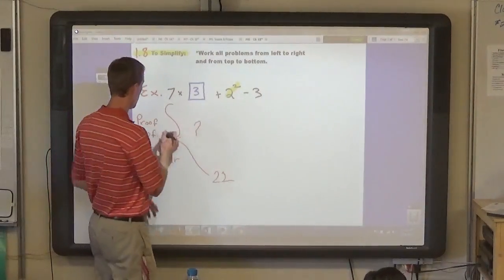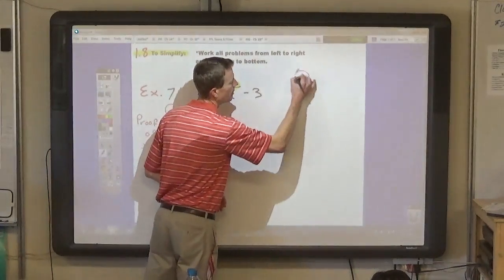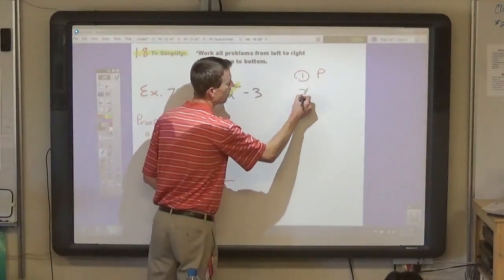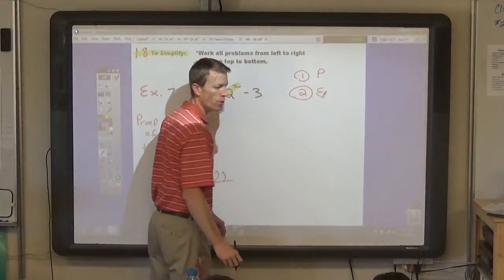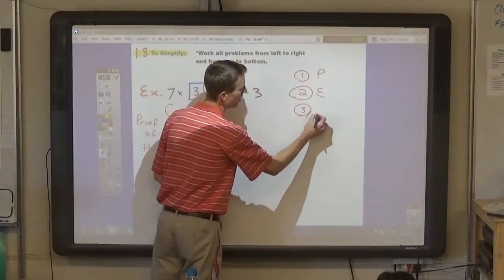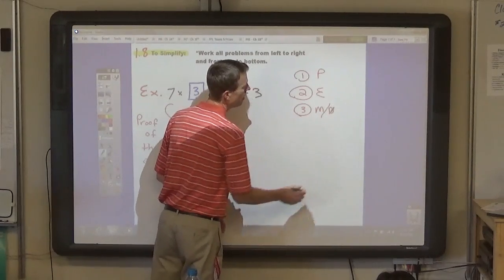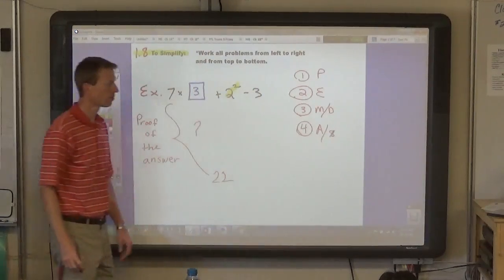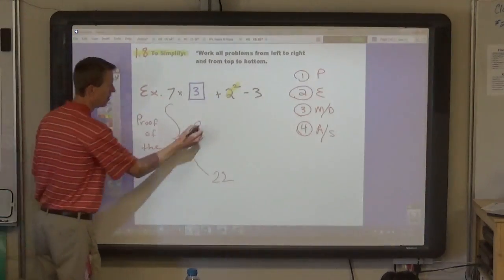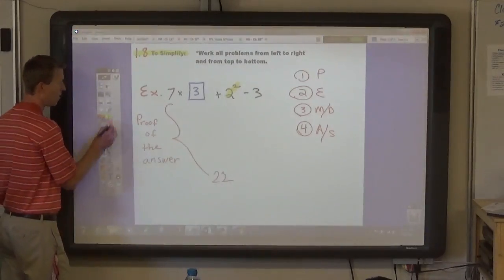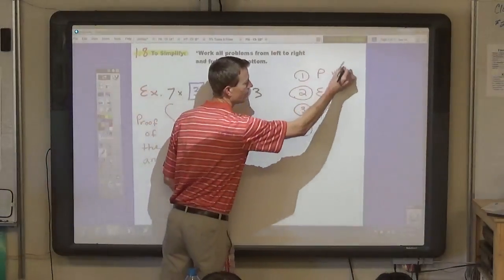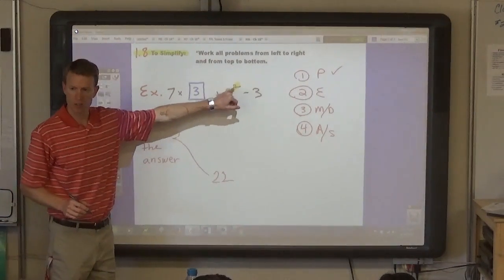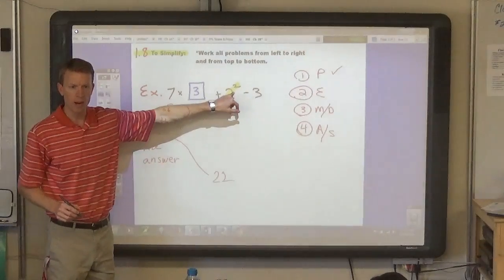So, I'm going to put the steps over here. First one is P for parentheses. Second one is E for exponents. The third one is multiply and divide. And the fourth one is add or subtract. Okay? Now, there are no parentheses, so that one's done. There are exponents, or there's an exponent, so we do that one first.